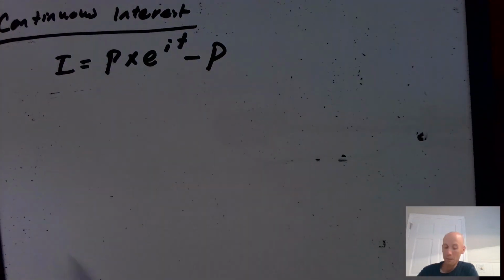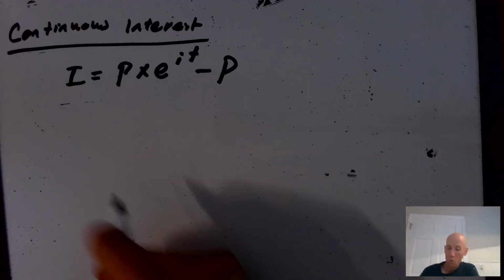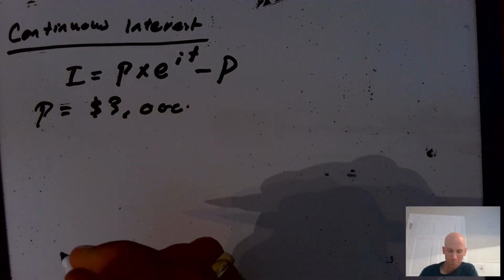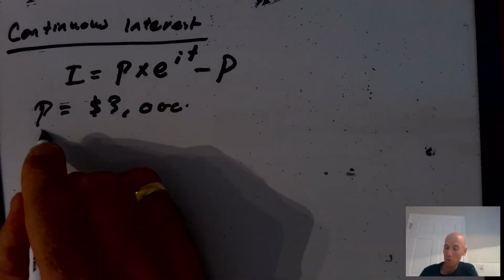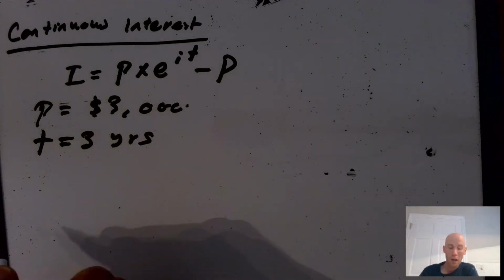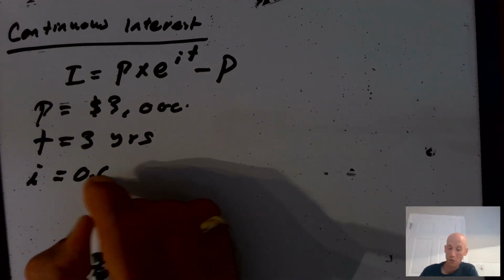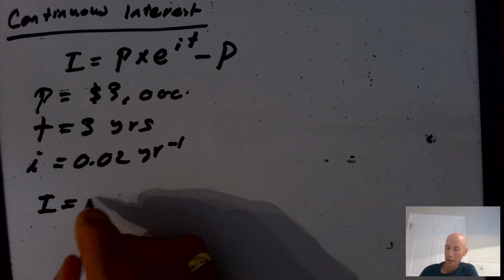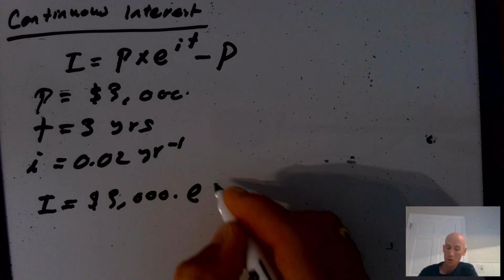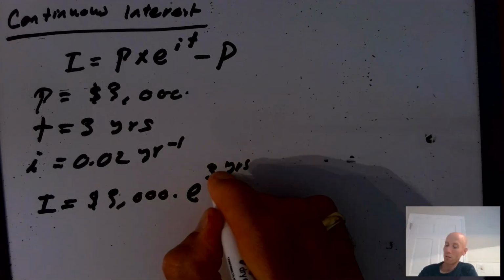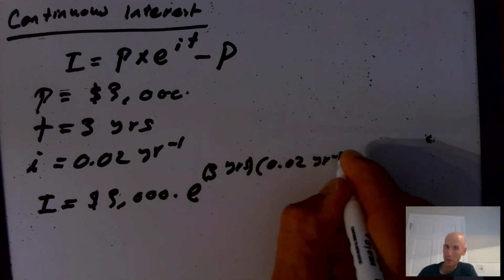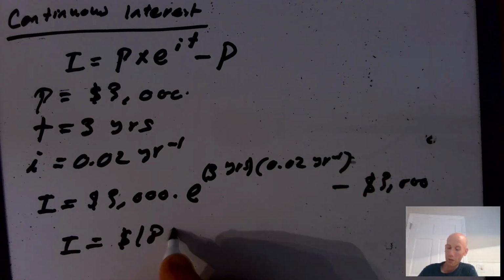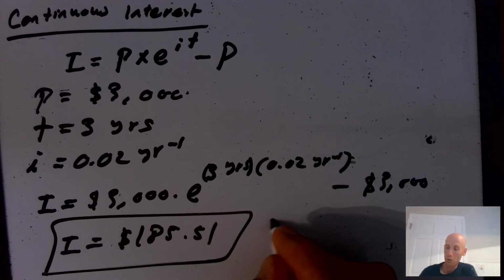All right. And let's apply the same thing from before, where my principal was $3,000. And I know that this is after 3 years with 2% annual interest, so t is equal to 3 years. Good. And my annual interest was 0.02 per year. So I can put that all in here directly, and I get the following. e to the 3 years times 0.02 per year, minus $3,000, and I get that this is 185.51. This is for continuous.